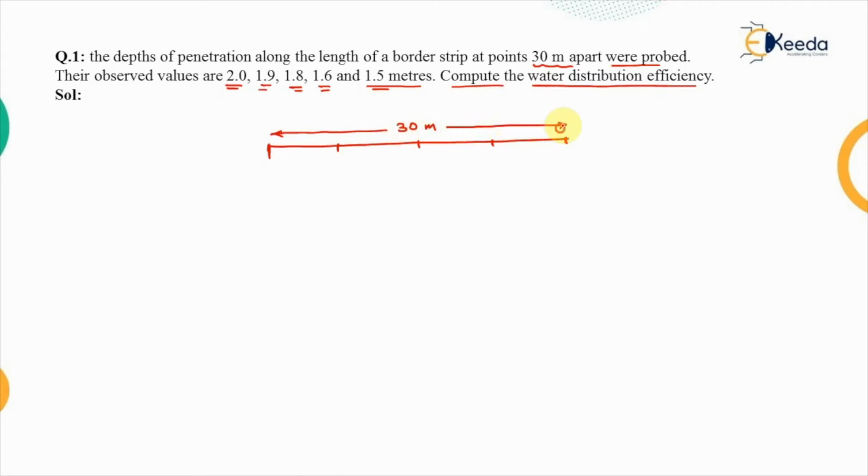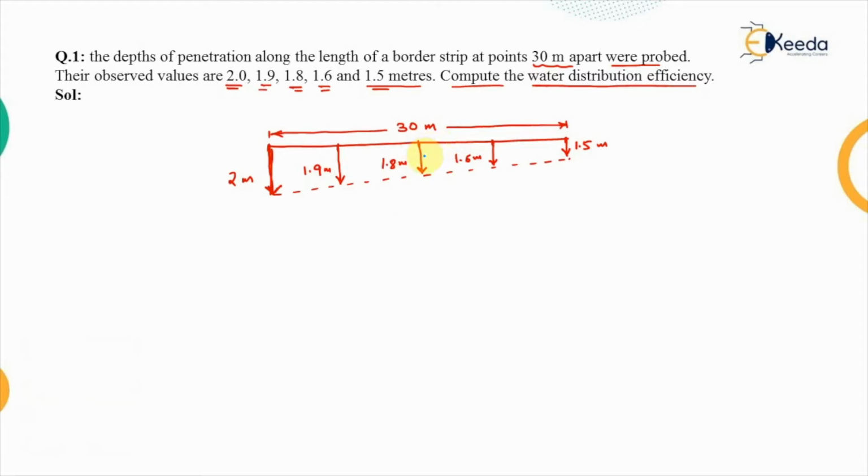Now the depth of penetration, the depth up to which the water has penetrated at the first point, is 2 meters, at the second point it is 1.9 meters, at the next point 1.8 meters, then 1.6 meters and then 1.5 meters. That means it is continuously decreasing.